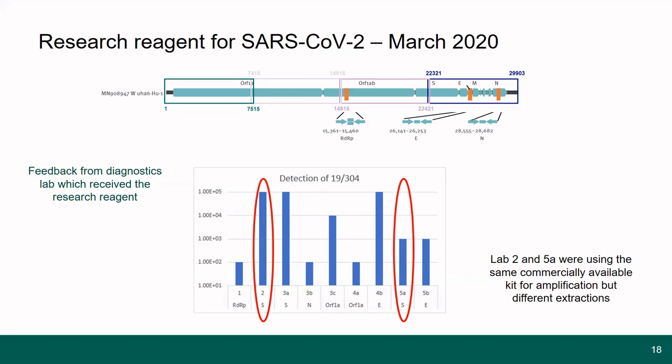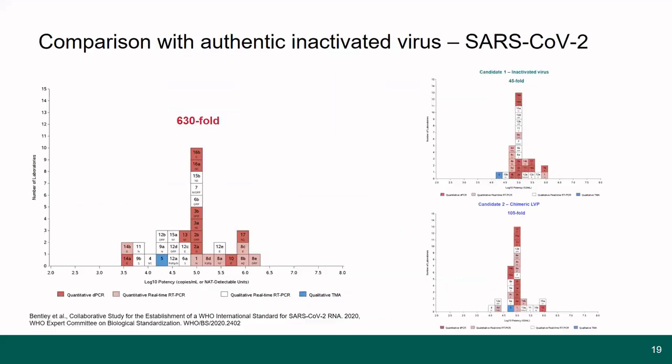We asked for feedback: how much can you dilute the standard before you lose the signal? And we noticed that two laboratories using the same kit to amplify, an Altona kit, laboratory 2 and 5A, had a 100-fold difference in their results. So we tried to investigate a little bit what the problem was, and at the end of several email exchanges, laboratory 5A decided to change their extraction method, and they got exactly the same results as laboratory 2. So this is another example of how important it is to have this type of common research reagent to compare assays.